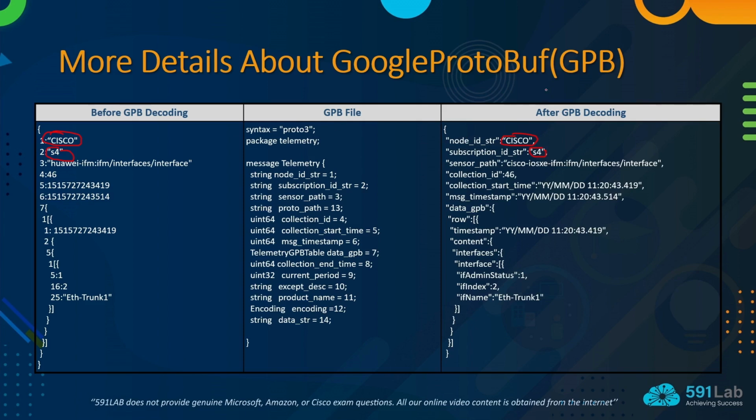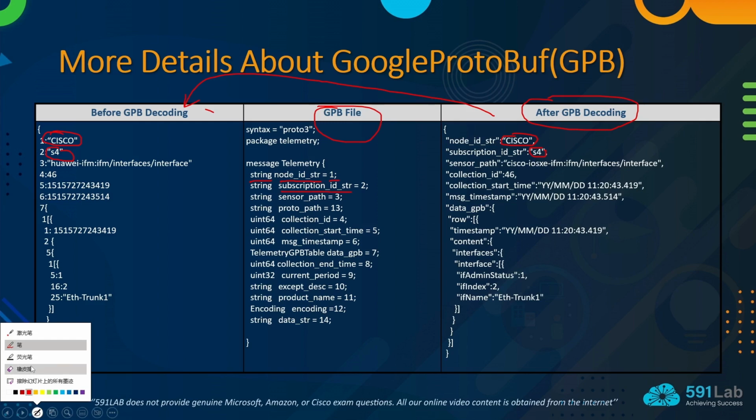GPB will transform this. This is the original data, stored in, for example, the Cisco switch, and GPB will encode it to this one by the GPB file. In the GPB file, we can see that we define a string: node ID str is 1, subscription ID str is 2. So what is it?